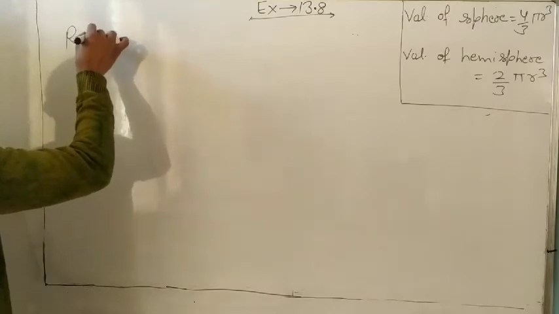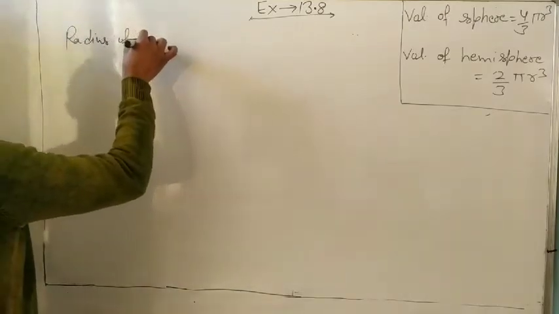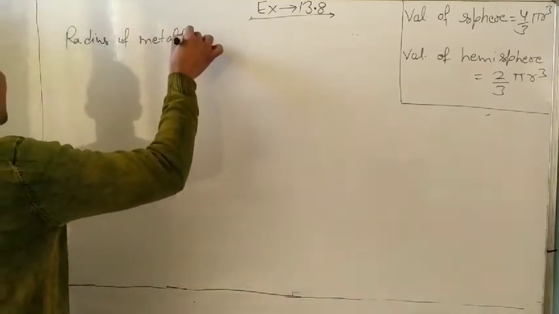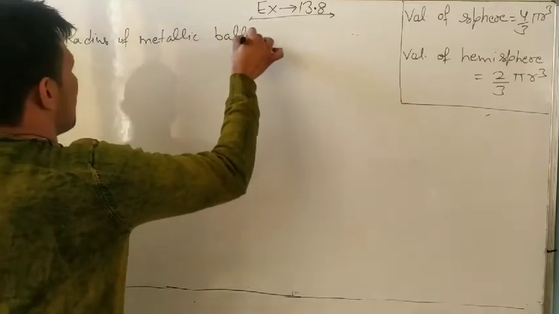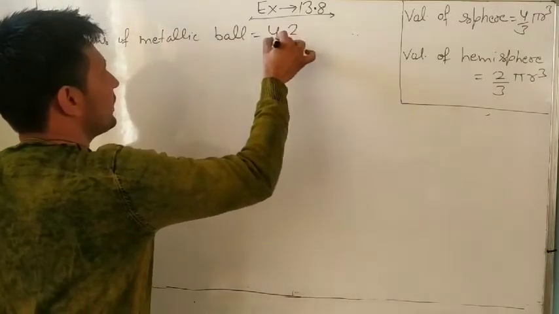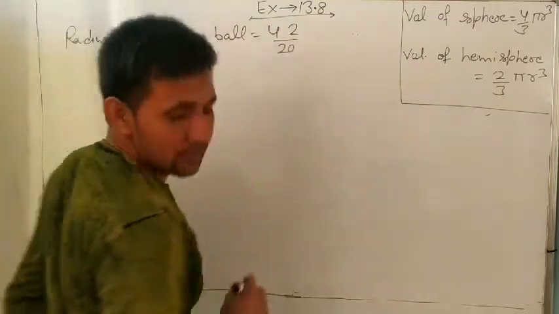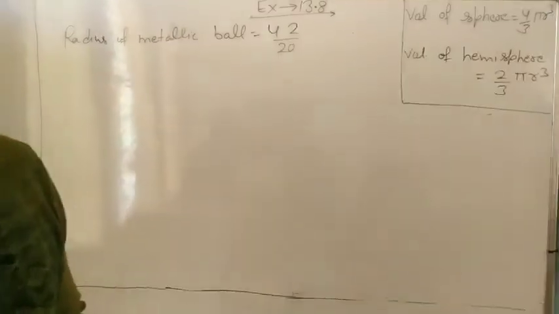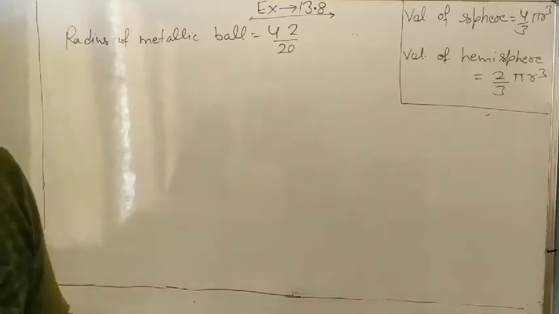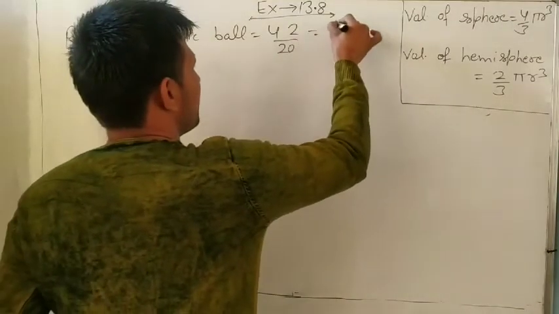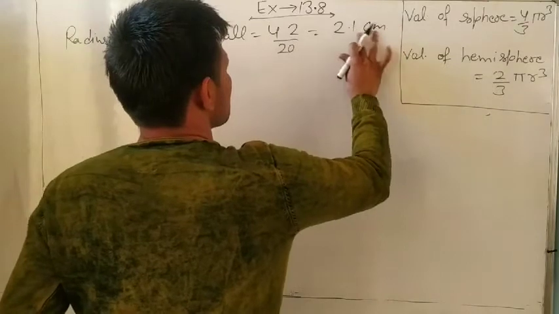So radius of the metallic ball. How much? 4.2 divided by 2, and remove the decimal. The diameter is given, so the radius becomes 2.1 centimeters.